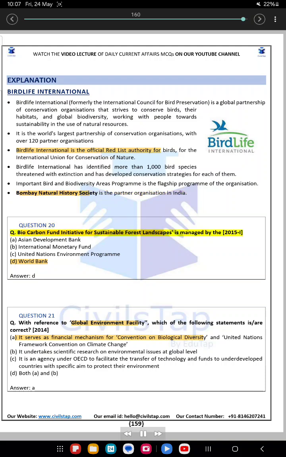Question 20. Biocarbon Fund Initiative for Sustainable Forest Landscapes is managed by the 2015 I. A. Asian Development Bank. B. International Monetary Fund. C. United Nations Environment Program. D. World Bank. Answer D.